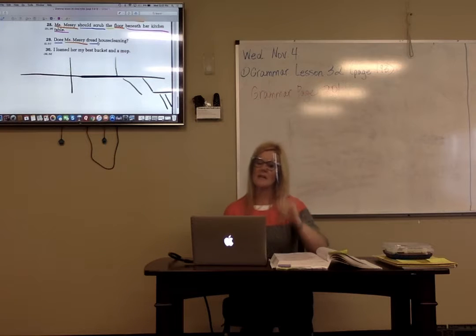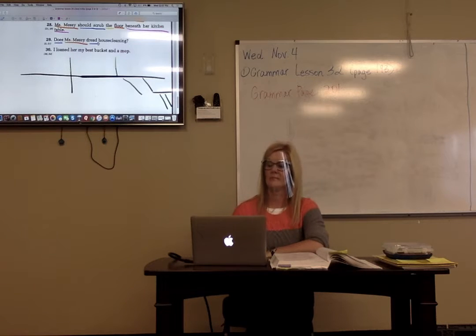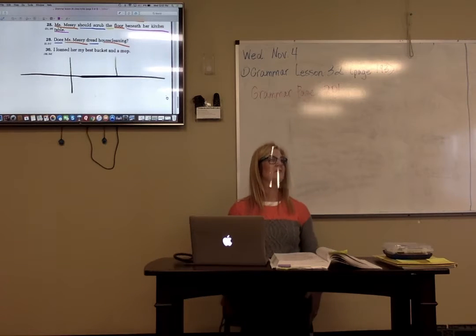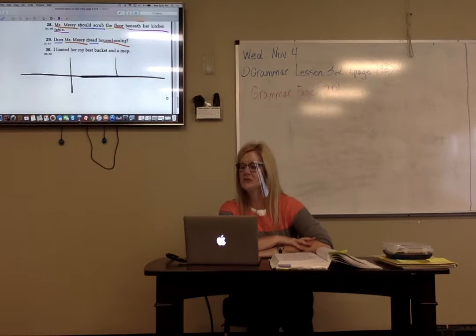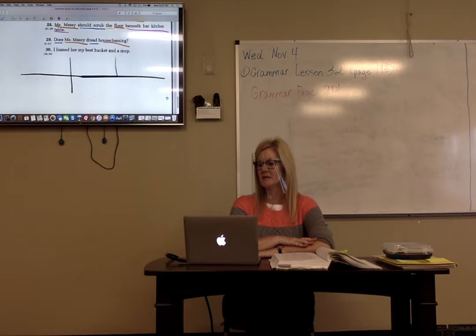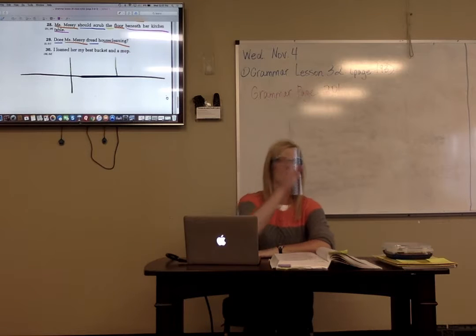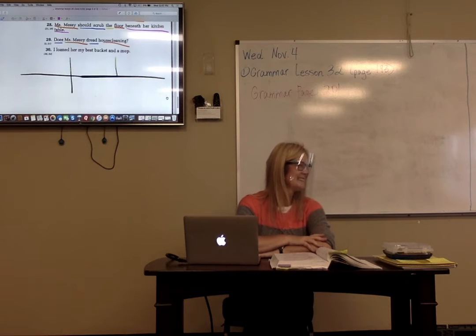All right. Do we have a direct object? Yes, we do. What is it? House cleaning. All right. And that's going to take care of this sentence. Go ahead and highlight and diagram it. We have no adjectives, no prepositional phrase, no compound, no conjunction. So this one is pretty much straightforward. Subject, verb, direct object.